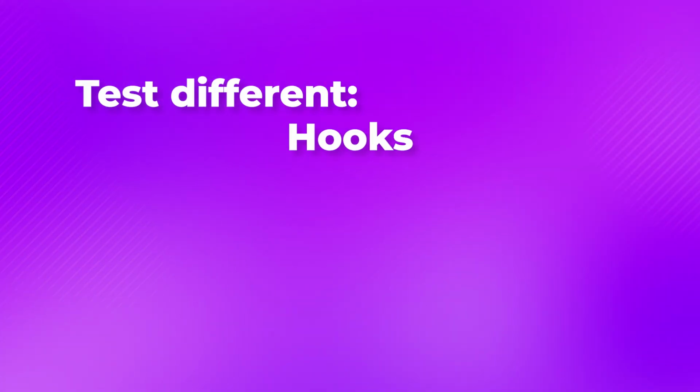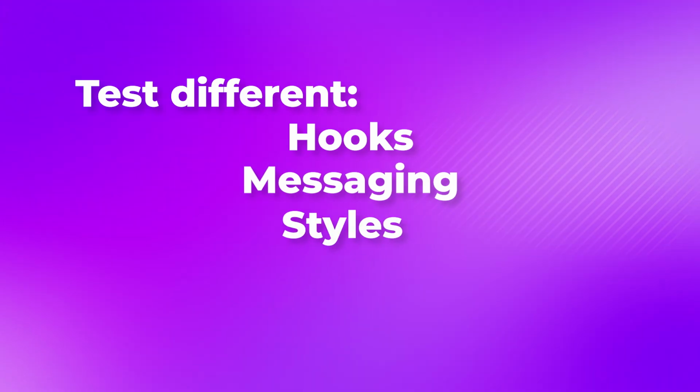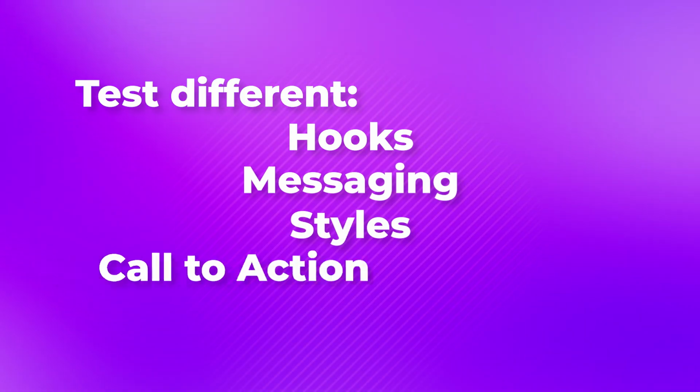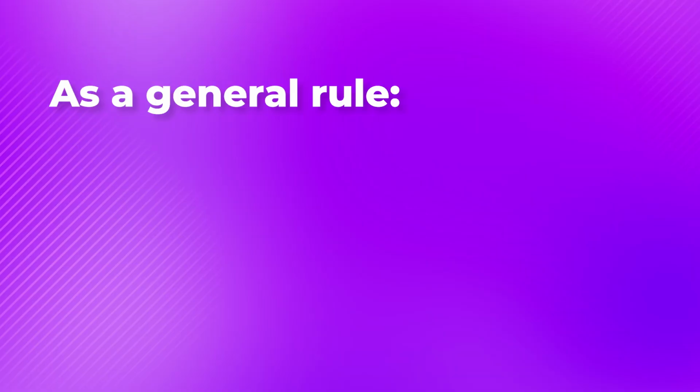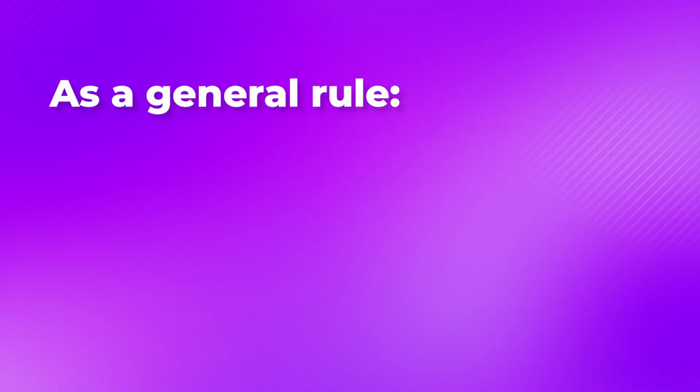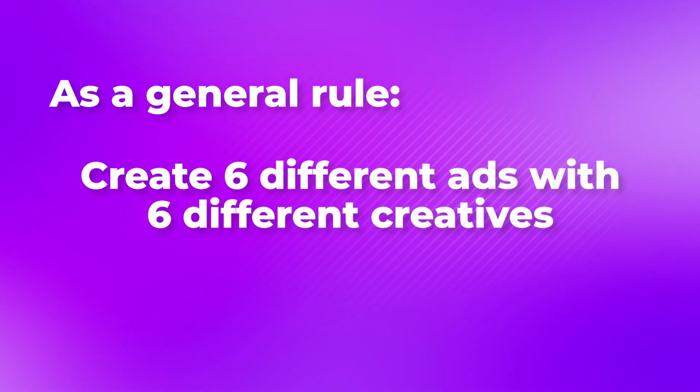And when I say ads, I'm really talking about the creative, because within each ad you get 5 copy variations, which is a fantastic opportunity to test different hooks, different messaging, different styles, short copy, long copy, with different calls to action in it. And the algorithm will then test your different copy variations with the different creative variations to find the best combination that's driving the result that you want. So as a general rule, create 6 different ads that have 6 different creatives.